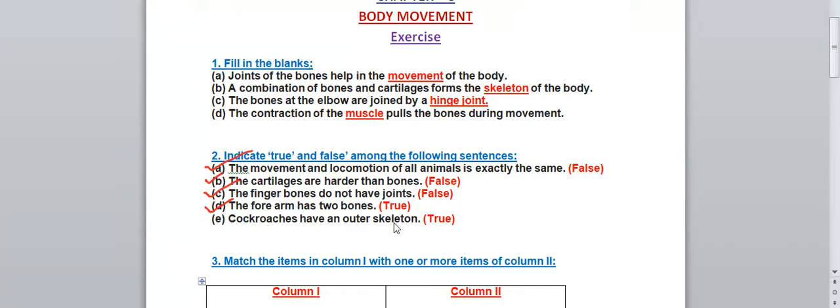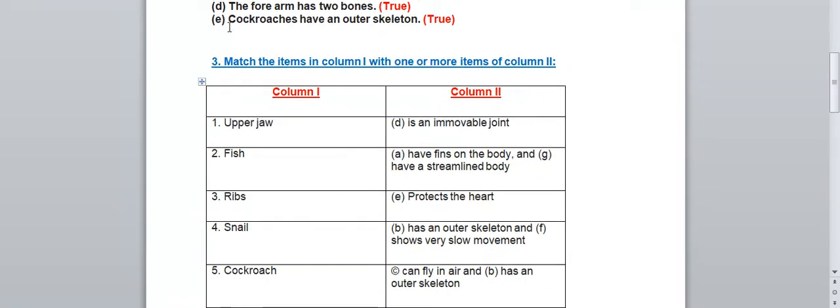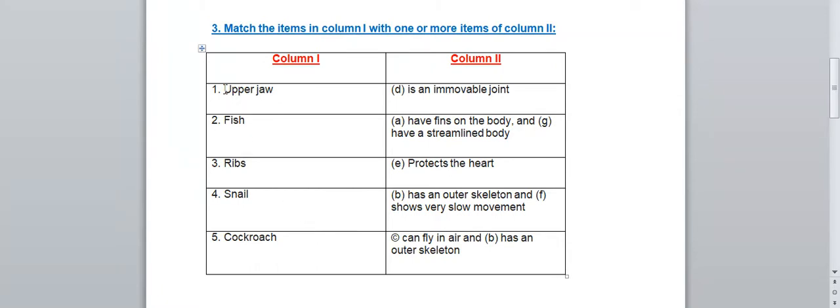Cockroaches have an outer skeleton. This is also true, because the body of the cockroach is very hard. Its outer skeleton is hard, so they have outer skeleton, so it's true. Next question, we have match the following. This is a match the following question in which two columns are given, column 1 and column 2. You have to match the column 1 with column 2.